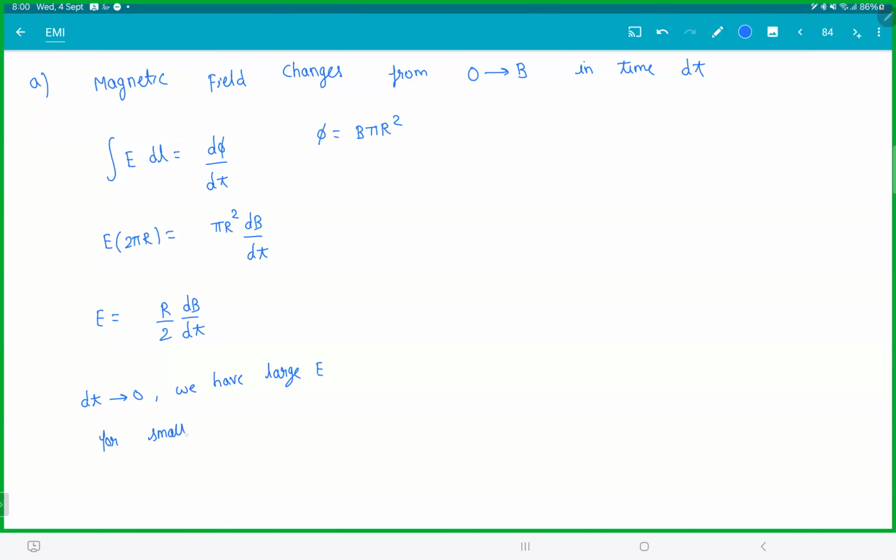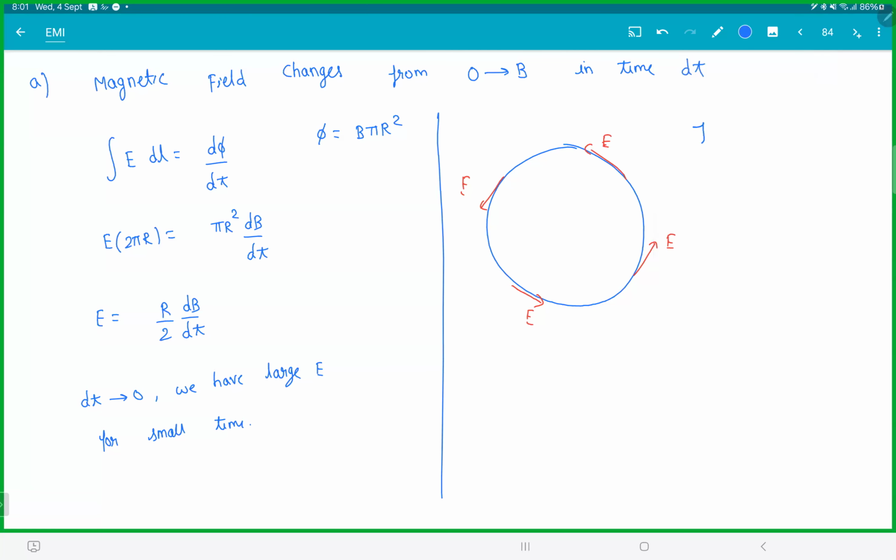So the ring will think someone kicked it. Momentarily during that instant, the ring will experience an electric field this way. A tangential electric field is generated for the small time dt. So torque on the ring will be Q into E into R. But we know torque is nothing but rate of change of angular momentum. So Q E R is dL by dt, and integrating on both sides, Q and R are constant.